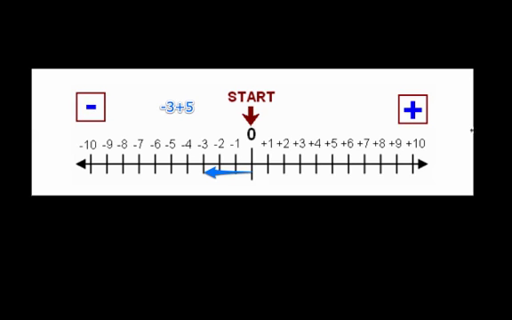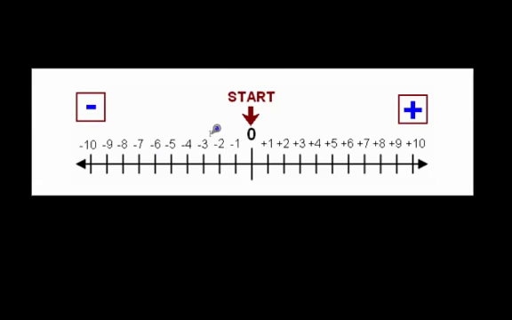So there we are. Now, with the second part, it's going to be adding 5. See this plus sign right here? Once again, plus tells us go to the right. So we're going to start at our -3 and we're going to go to the right 5. So let's count this out together. Ready? 1, 2, 3, 4, and 5. Here we go. Our answer is a +2.